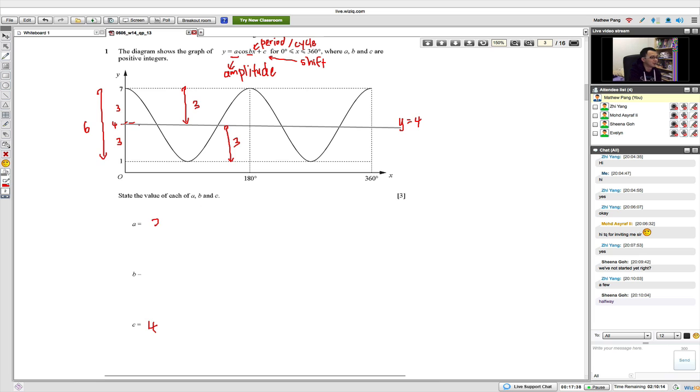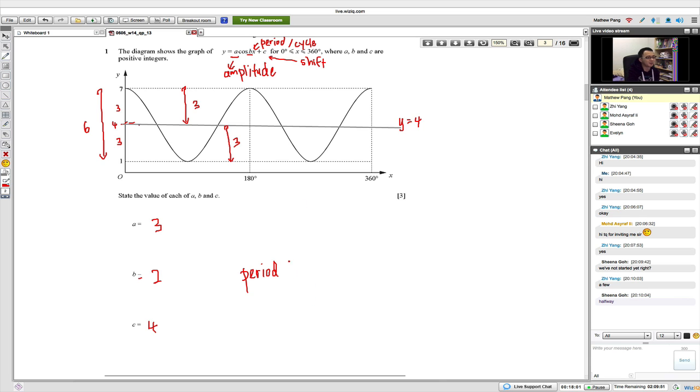So the amplitude will be 3, and b will be the cycle, or we call it the period. This is 360, and you can see you have 2 cycles, isn't it? So we will write 2. Unless the question asks you to find the period, then you cannot write 2, because in this case b is beside the x, so it's 2x.